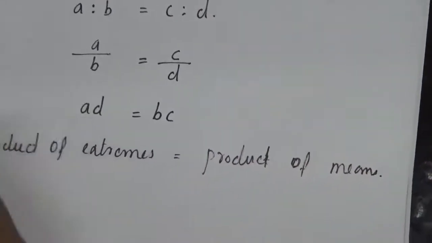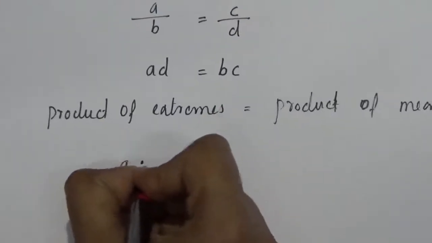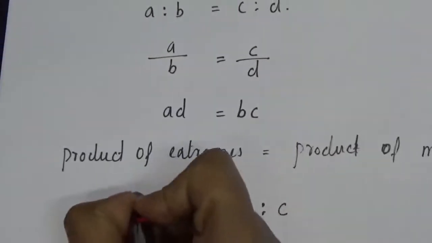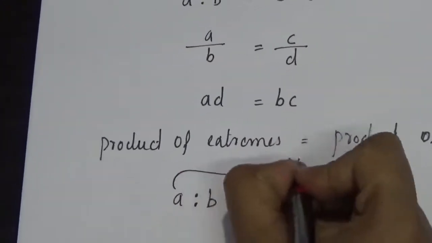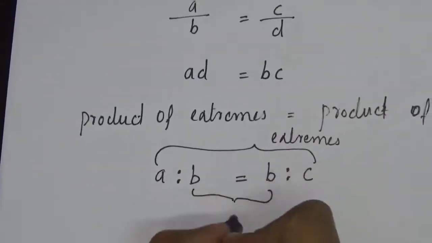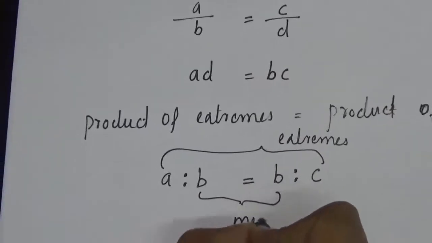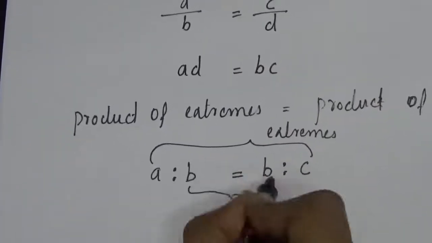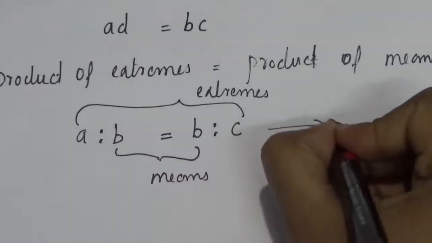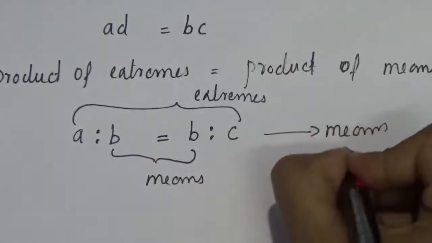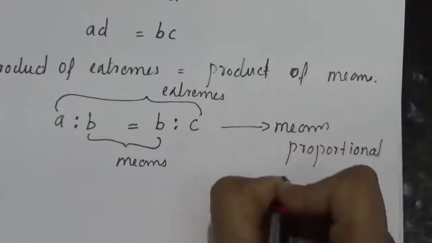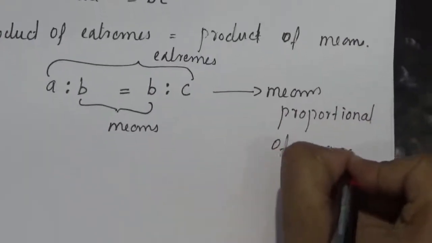And suppose A is to B is equal to B is to C. So you can see that A and C are called extremes, and here we have the same mean. So here you can see that these two means are same. So this proportion is called mean proportion. Mean proportional of the extremes A and C. Means the means are same.